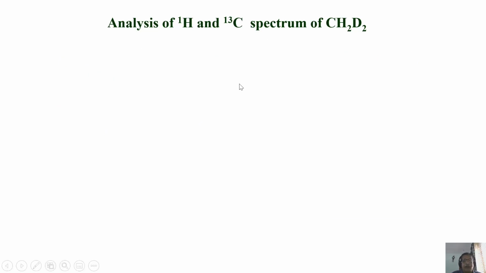Okay, let us look at now the analysis of proton and carbon 13 spectrum of a simple molecule like CH2D2. With the knowledge we have gained in the last few classes, we have discussed a lot of things. You must be in a position to analyze the spectrum of this molecule. I don't give you the spectrum. We can generate the spectrum. We can find out what type of spectrum we should expect for this molecule.